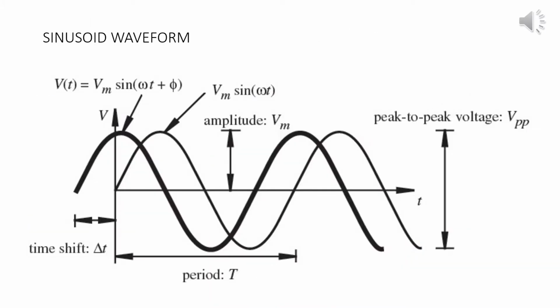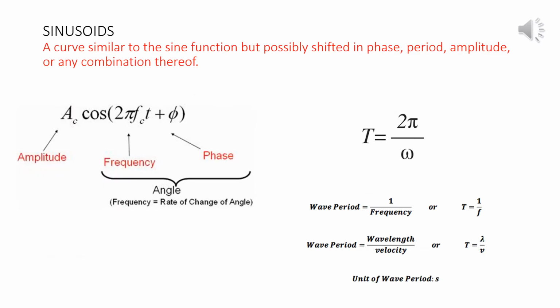The slide shows the sinusoid waveform diagram, which tells you how to get the values from the wave. A sinusoid is a curve similar to the sine function but possibly shifted in phase, period, amplitude, or any combination thereof. Below shows the equation of the sinusoid. On the right-hand side there is a period formula: T is equal to 2 pi over omega, and T is also equal to 1 over frequency.